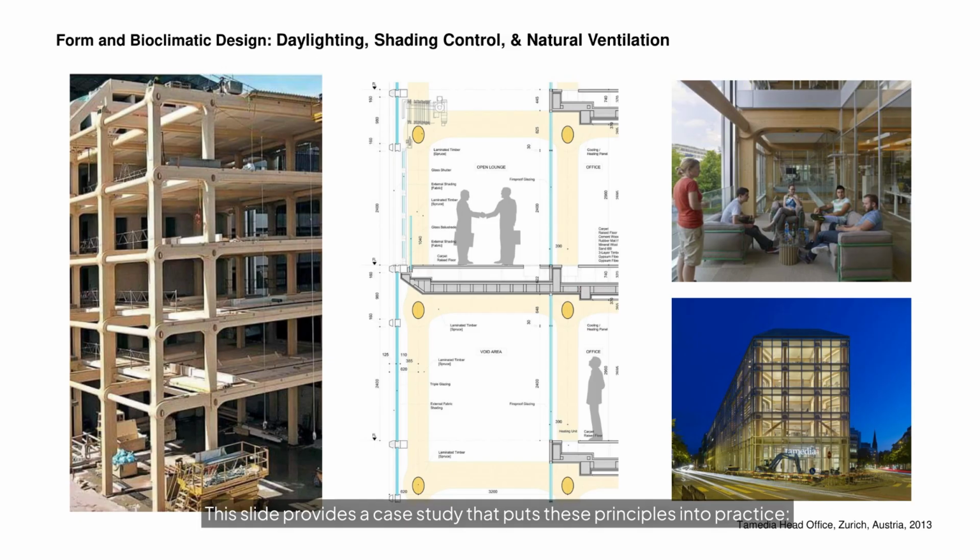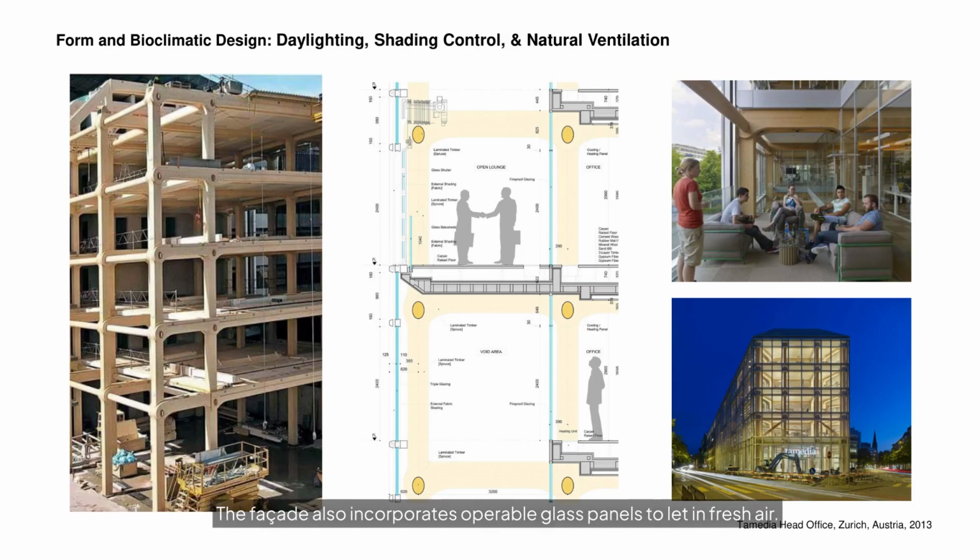This slide provides a case study that puts these principles into practice. The Tamedia head office in Zurich, 2013. The building shows how the building form, facade systems, and timber structures work together to balance solar controls, daylighting, and natural ventilation. The building perimeter features an interstitial space created by the exterior glass facade and interior glass partitions, supported by timber structures. This interstitial space filters harsh sunlight and maximizes daylight penetration.